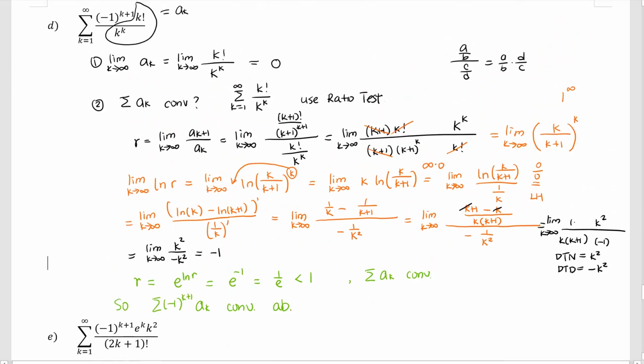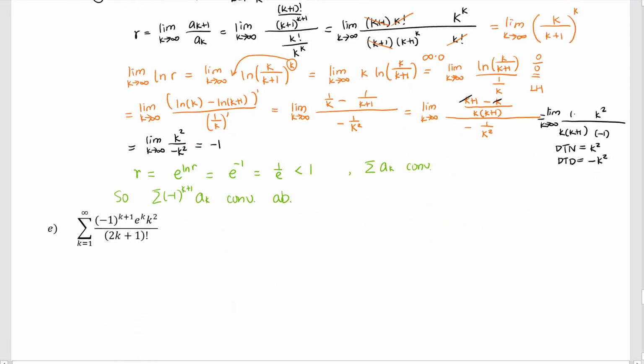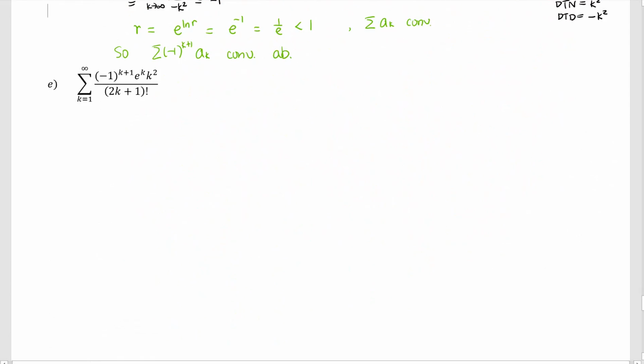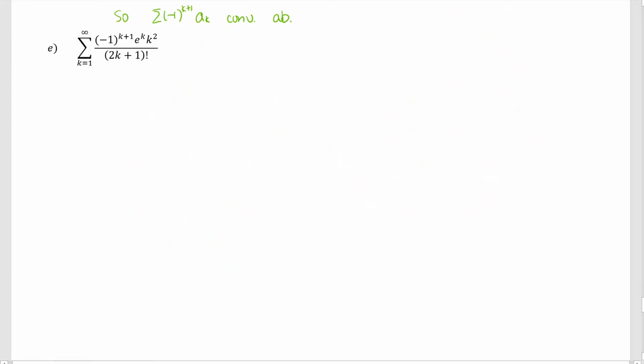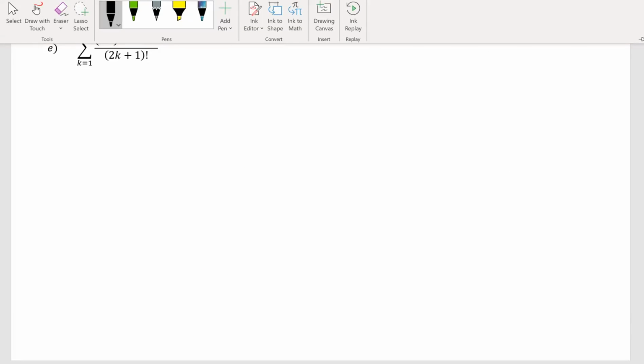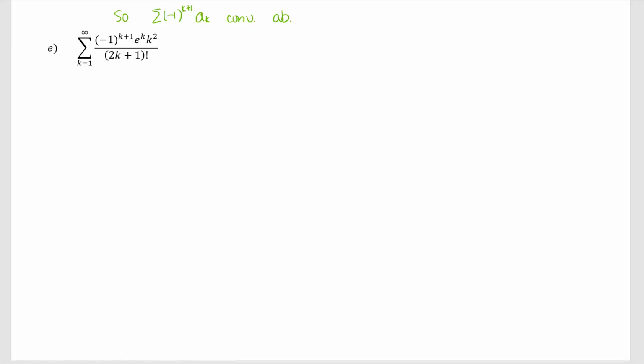Okay, let's continue. Look at E. So we start with what is... okay. Let me change the problem to make it more challenging. Let me make this to be 3. Okay, so what happened now?